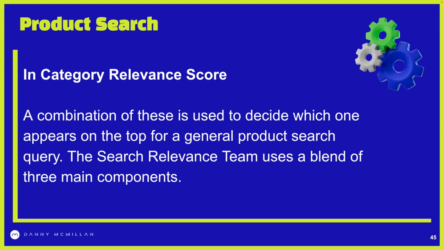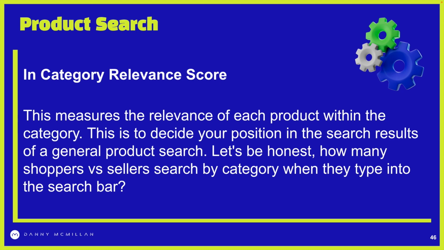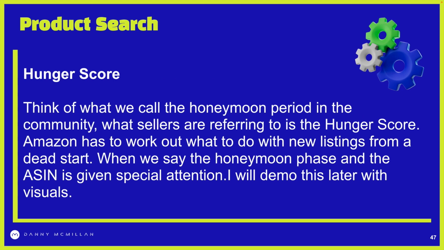So again, a combination of these are used to decide which one appears on the top for the general product search query. The search relevant team uses a blend of all three of these components. This measures the relevance of each product within the category. This is to decide your position in the search results of a general product search. So let's be honest, how many shoppers versus sellers search by category when you're typing into the search bar?